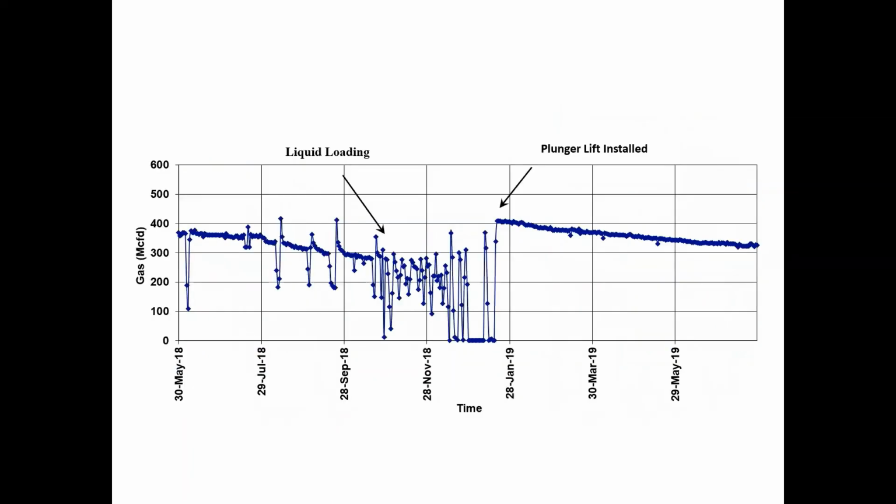This chart shows the production increase after installing a plunger lift system. If the plunger was installed 6 months prior, there may not have been a dip in production from liquid loading. This is when the plunger lift's installation can pay for itself pretty quickly.